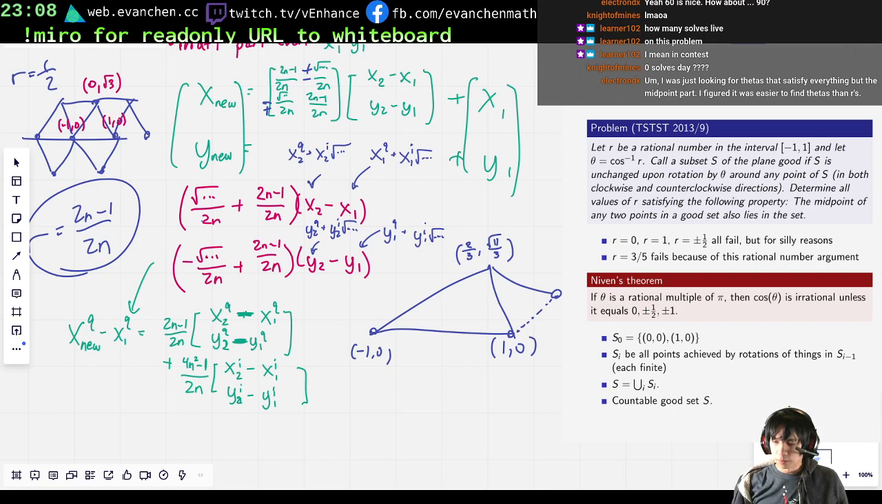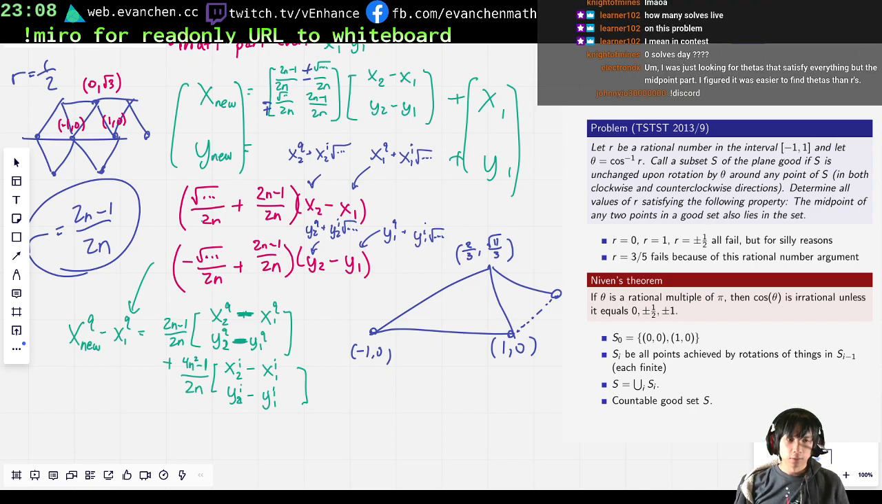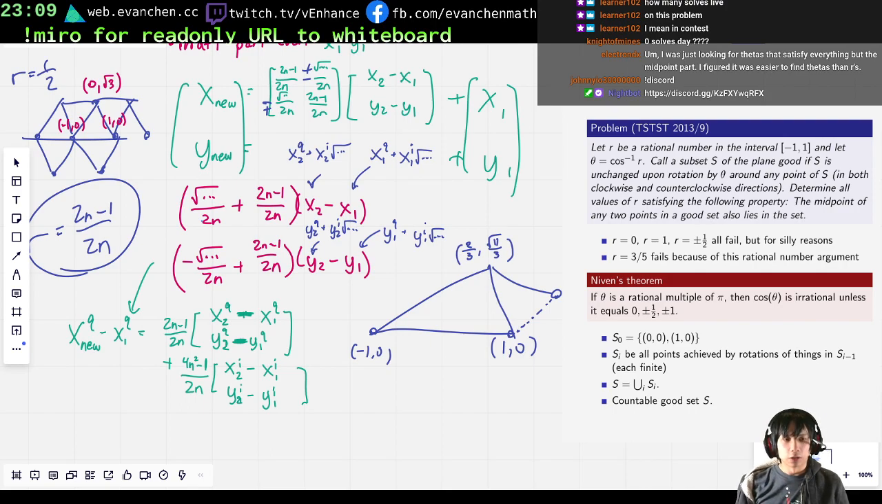I was just looking for data that satisfy everything but the midpoint part. Yeah. So theta 60, 90, 120 will work. However, Niven's theorem says that there's only a very small set of data for which theta is rational and cosine theta will still be rational. So for every value of r that isn't 0, 1, 1/2 and the negatives, the cosine will not be a rational multiple of theta, and so you want to describe it in terms of cos theta instead.